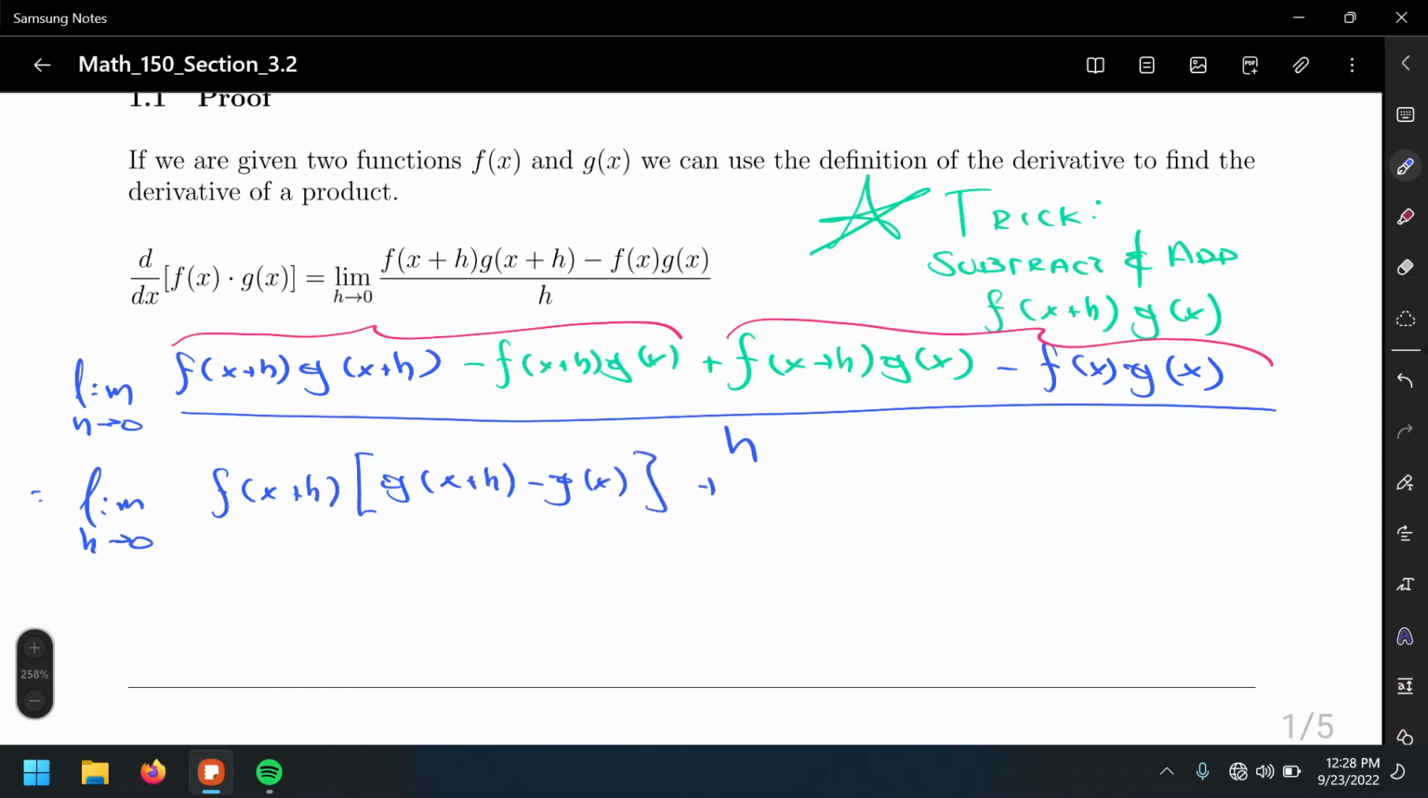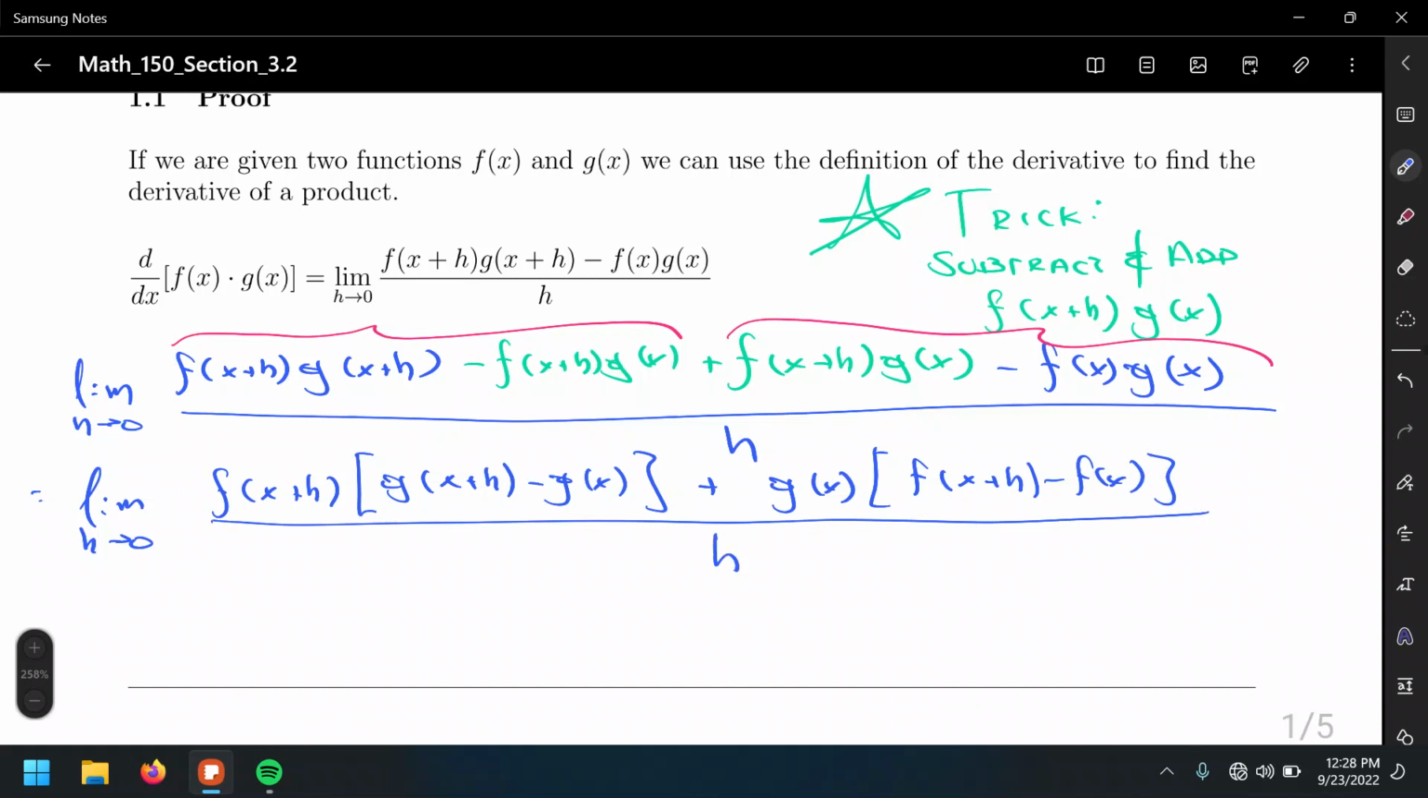And then plus, do we see any GCF in the second group? G of x. So that's g of x times f of x plus h minus f of x.